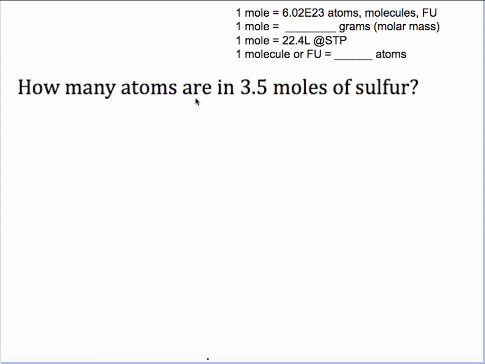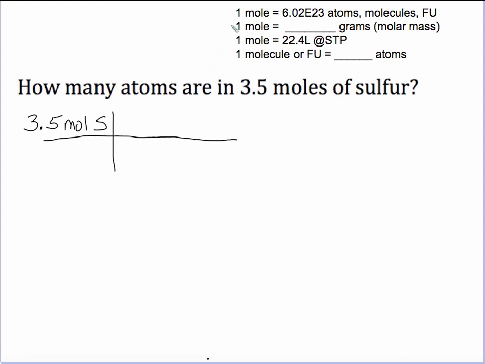So anyway, this one says how many atoms are in 3.5 moles of sulfur. The first thing that you want to do is write down what the problem gives you. So you'll write down 3.5 moles, and I abbreviated MOL, of sulfur. You just put an S, that's the symbol. And you draw what I call a picket fence.